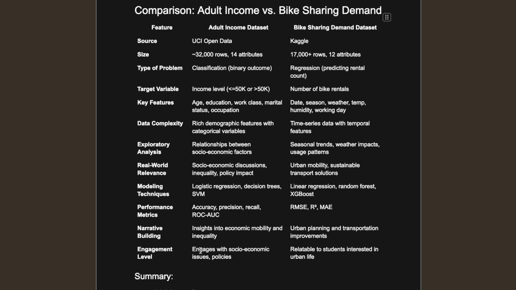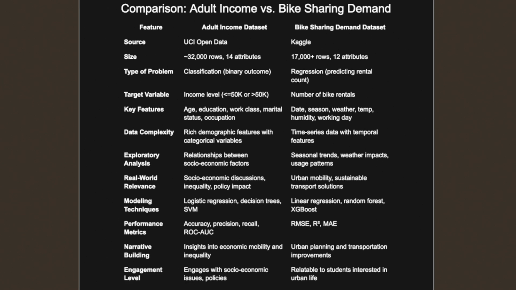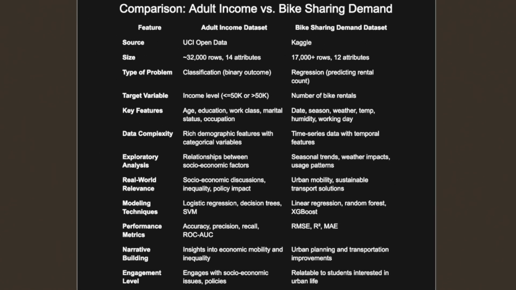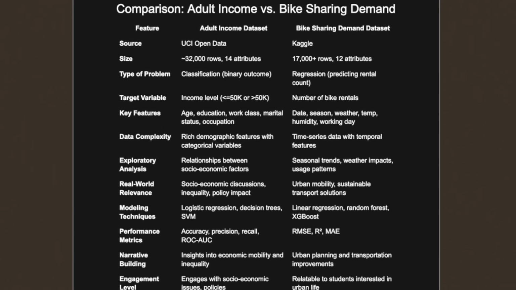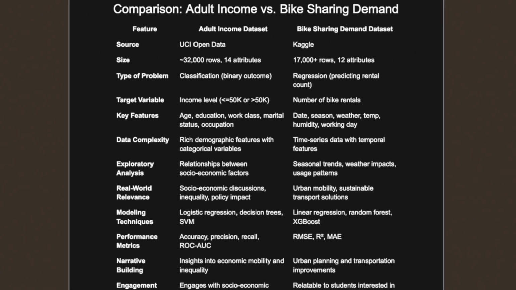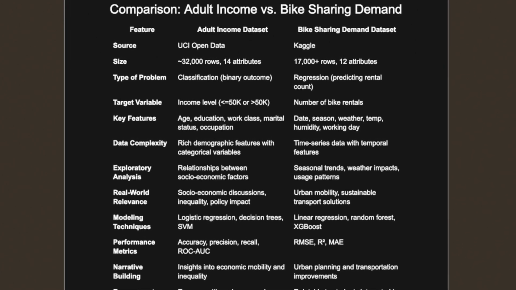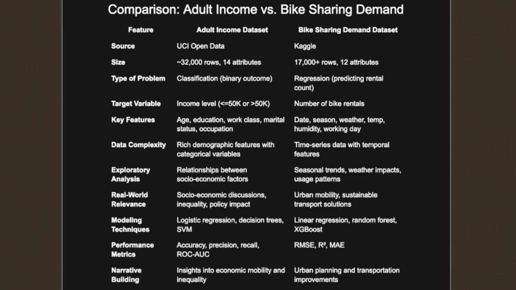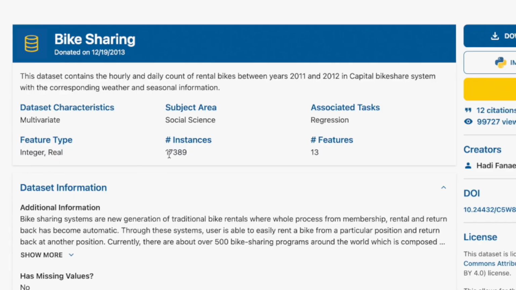In terms of building a narrative, the first one allows us to have insights into economic mobility and inequality, and the second one allows us to work on urban planning and transportation improvements. And let's do both of these because then we'll have at least one data set for classification and another one for regression. And so we begin Unit 4 and 4.1 with understanding the business problem.